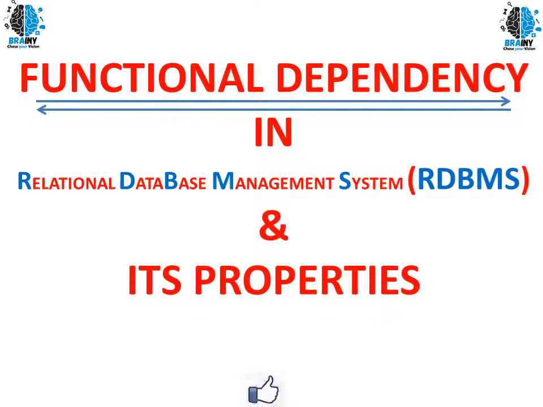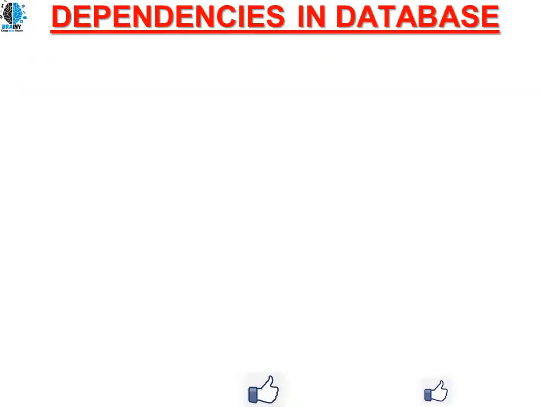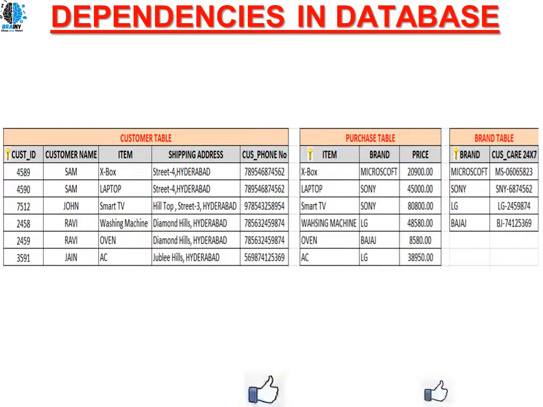Before starting with functional dependencies, I would like to explain what is dependency and why we need dependencies in database management system. So let's start. Dependencies in database. So let's consider this relation. I have three tables on the screen: customer table, purchase table, brand table. Each table is having its own primary key. Customer table is having a primary key customer ID. Purchase table is having a primary key item. Brand table is having a primary key brand.